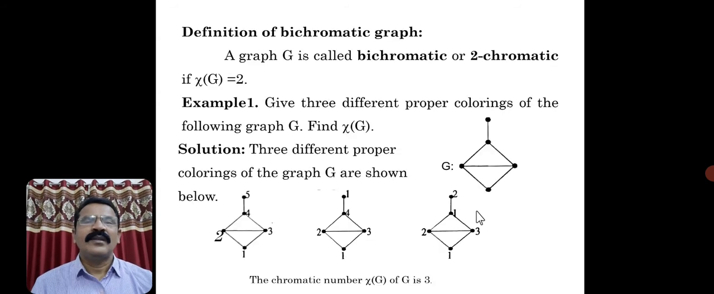Here we can define the bichromatic graph. A graph G is called bichromatic or 2 chromatic if the chromatic number of that graph is 2.